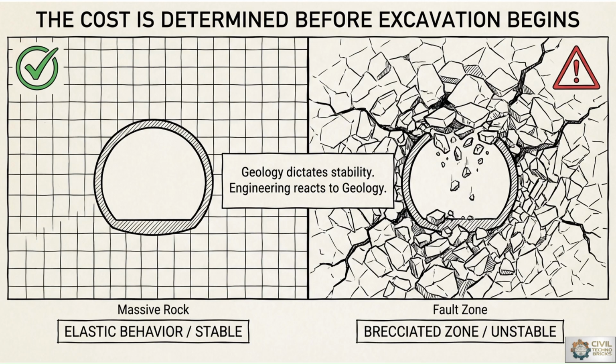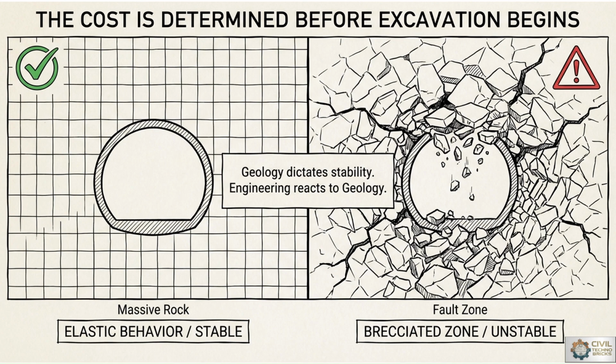So what is meant by tunnel? Tunnel construction requires detailed geological investigation to ensure safety, stability, and economical excavation. These two terms are listed here with the green tick. Massive rock is there, elastic behavior or stable behavior of rock is seen. Second, a fault zone is there, a brecciated zone or unstable rock is there. So geology dictates stability, engineering reacts to geology.